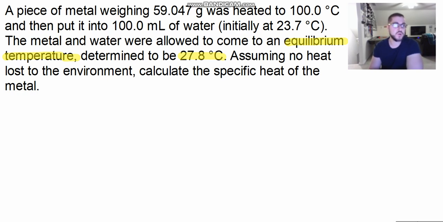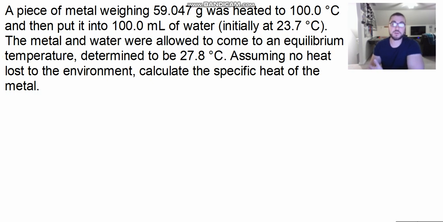We're assuming that no heat is lost to the environment. Now, this is a pretty big assumption, but this is done a lot in problems like this. In real life, there's always going to be heat lost from the calorimeter to the surroundings, to the environment outside of the calorimeter, but most problems assume that no heat is lost. Now, the whole purpose of this problem is going to be to determine the specific heat of the metal.